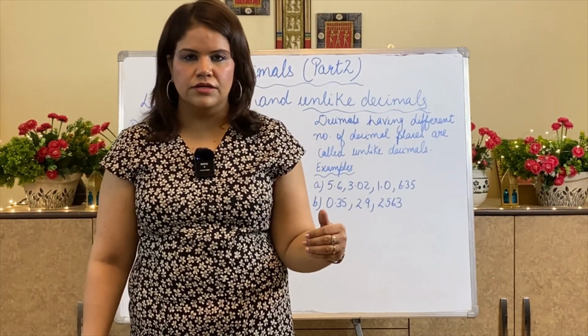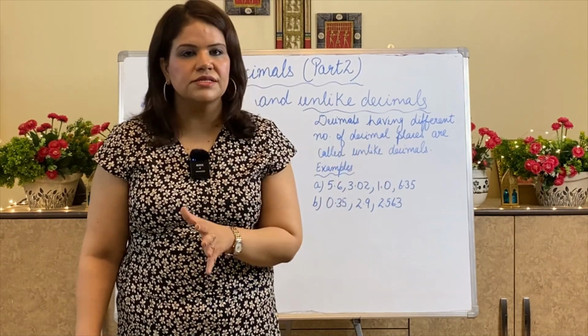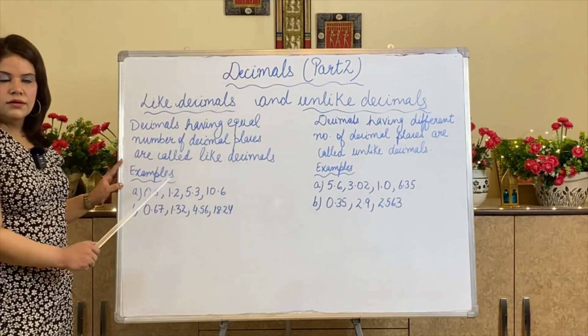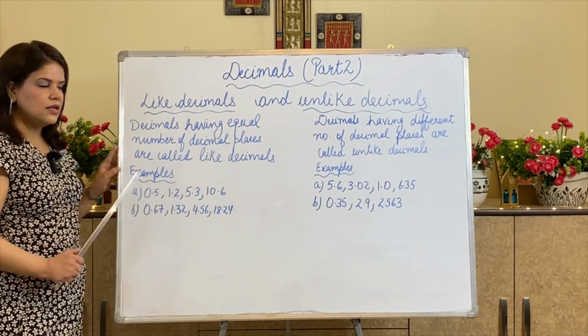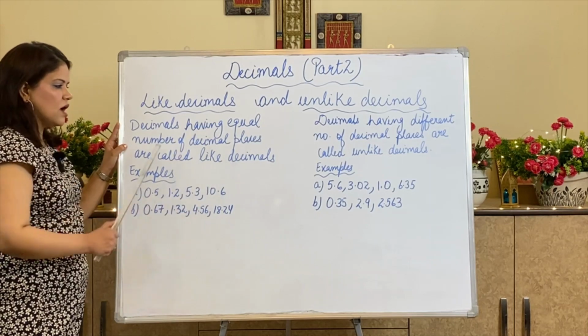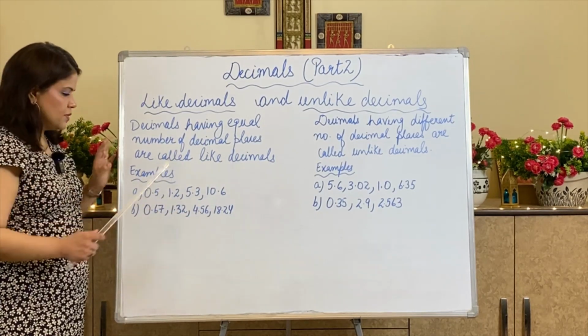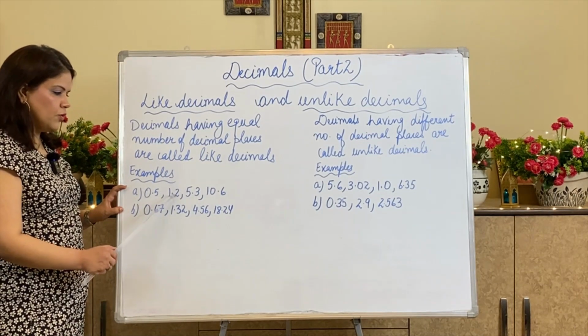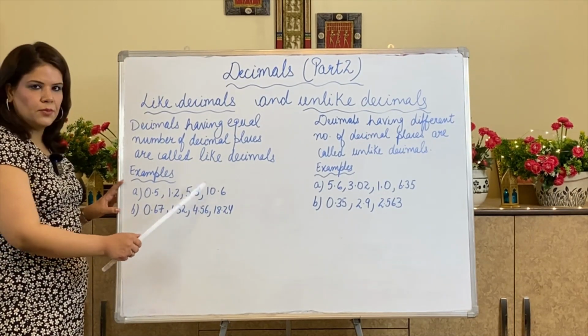have different decimal places. If the decimal places are the same, those numbers are called like decimals. Decimals having an equal number of decimal places are called like decimals. Like I have taken this example, 0.5, 1.2, 5.3, 10.6.